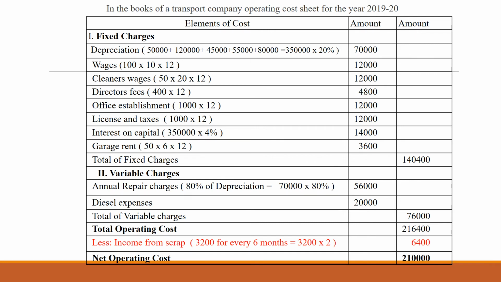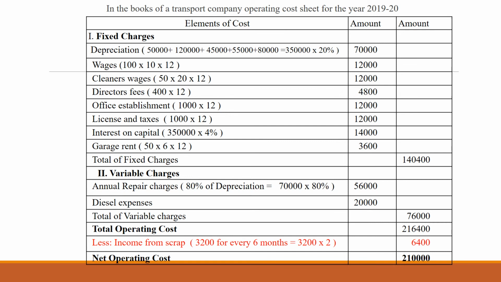Then the variable charges. Annual repair charges are dependent on depreciation, so it is 80% of depreciation. 70,000 is the depreciation, so 80% on 70,000 is 56,000. Diesel expenses 20,000. So total variable charges are 76,000. Therefore total operating cost per annum is 2,16,400.